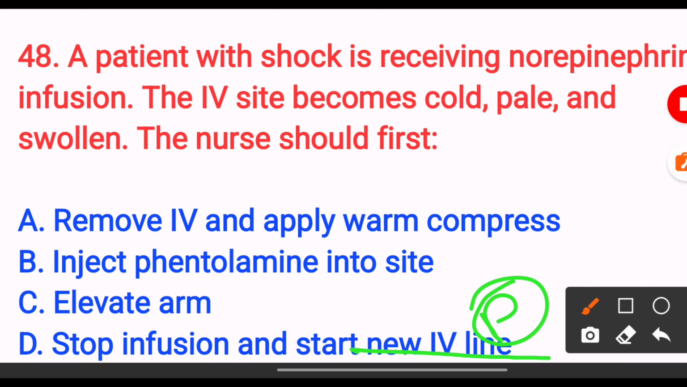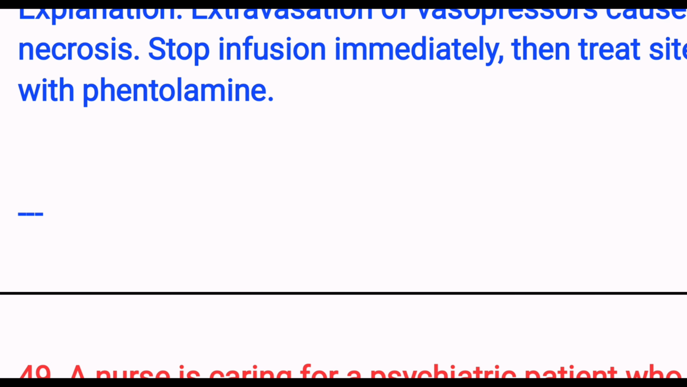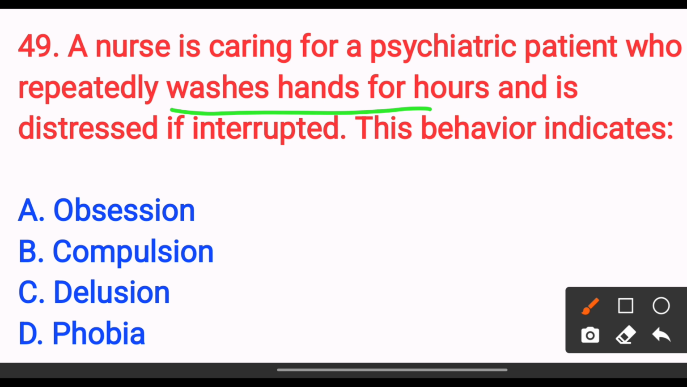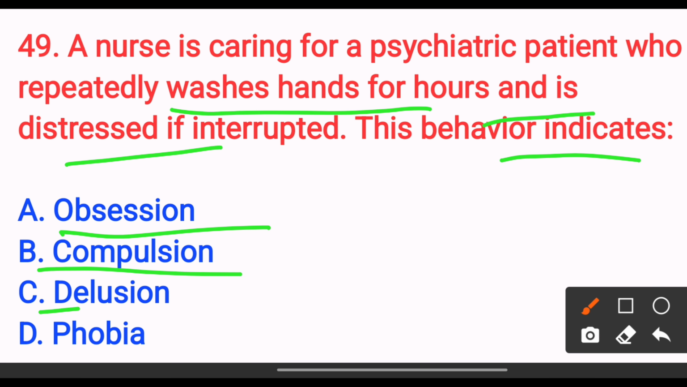Next, a nurse is caring for a psychiatric patient who repeatedly washes hands for hours and is distressed if interrupted. This behavior indicates: option A, obsession; option B, compulsion; option C, delusion; option D, phobia. The answer is option B, compulsion, because a repetitive action that reduces anxiety, like hand washing, is known as compulsion. So the answer is compulsion.